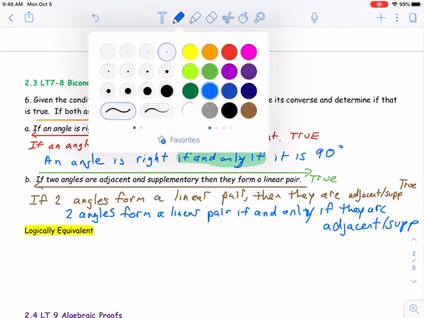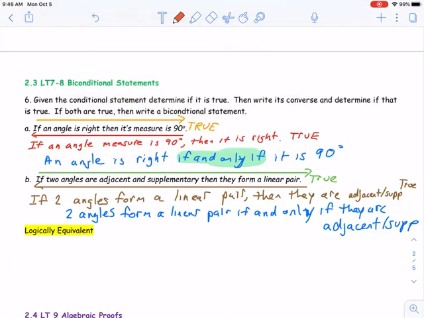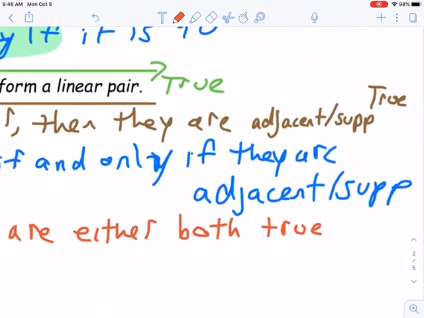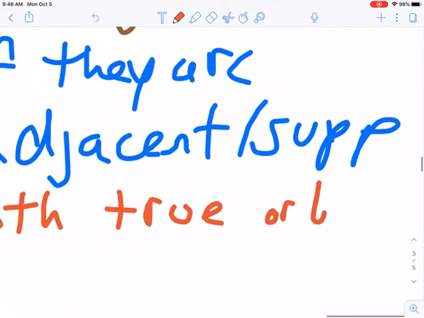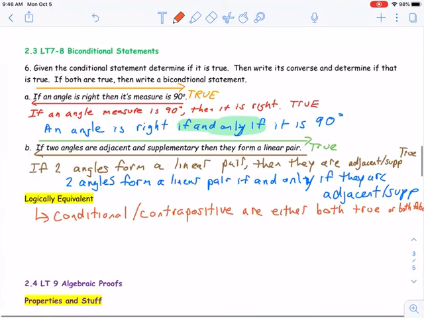And then logically equivalent stuff, something we already mentioned, just being a little more formal about it. Conditional and contrapositive are either both true or both false. Barely cram that in there. All right, they're either both true or both false.